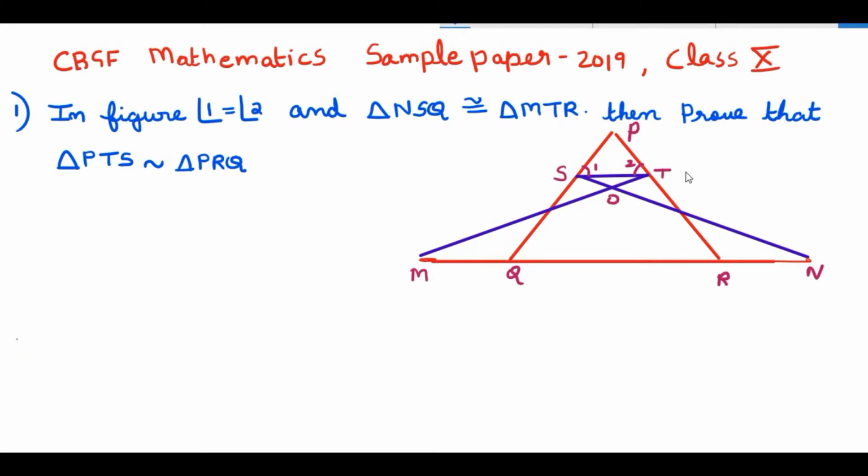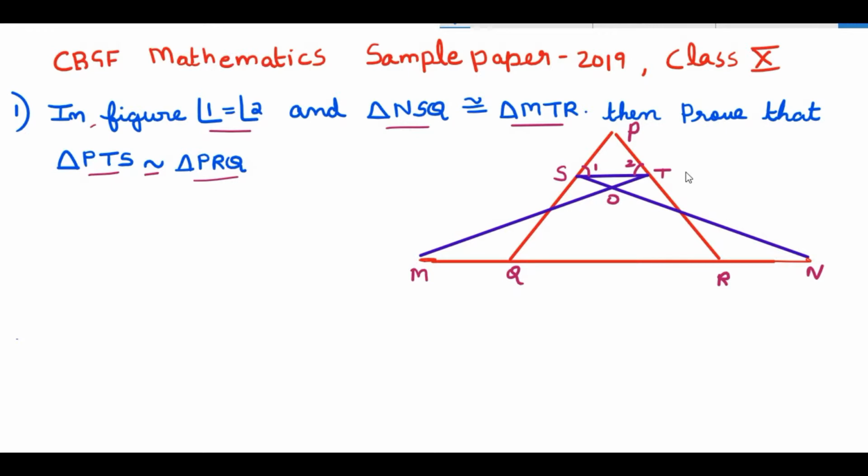In today's video, we will see some of the important 3-mark questions from the sample paper 2019. So the first question is, in the figure, angle 1 equal to angle 2 and triangle NSQ is congruent to triangle MTR. Then we have to prove that triangle PTS is similar to PRQ. So they have given congruent and we have to prove those two triangles are similar.